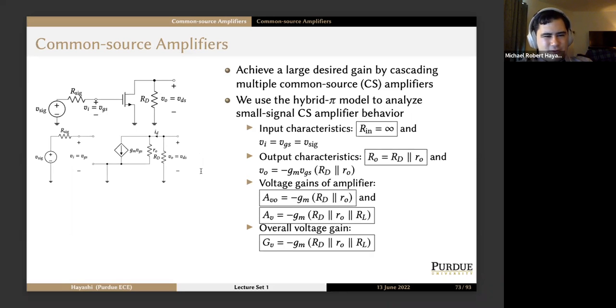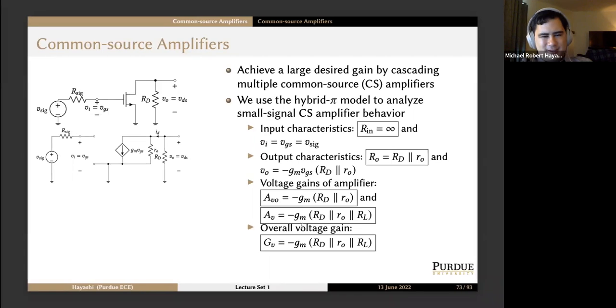If we do attach a load resistance between the drain terminal and ground, that just means we have another thing in parallel. Av is equal to minus gm times RD in parallel with RO in parallel with RL, our load resistance. And this is also our overall voltage gain because there's no input attenuation either. VGS is equal to Vsig, so our voltage gain of the amplifier proper, Av, is the same as our overall voltage gain, Gv. Questions?